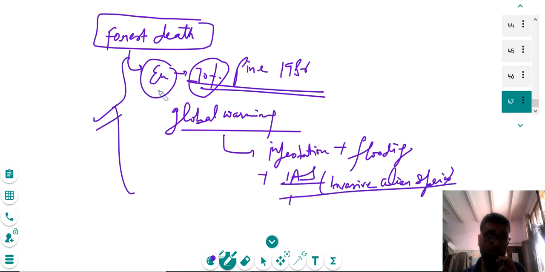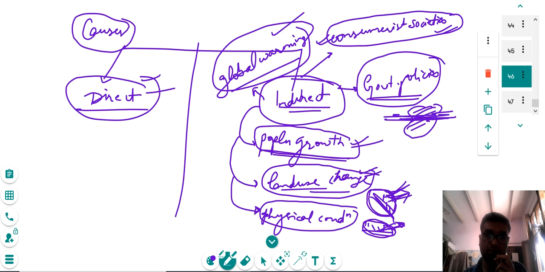So global warming is definitely another indirect factor that we can mention here. So global warming, population growth, land use changes, physical condition of a forest, government policies, consumerist societies, and global warming. So this can be the indirect reason.